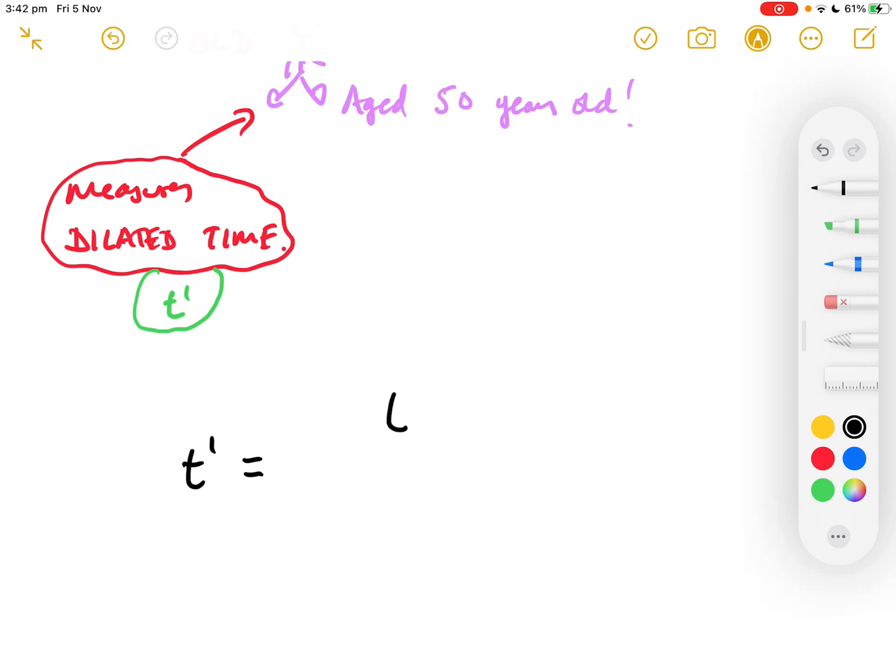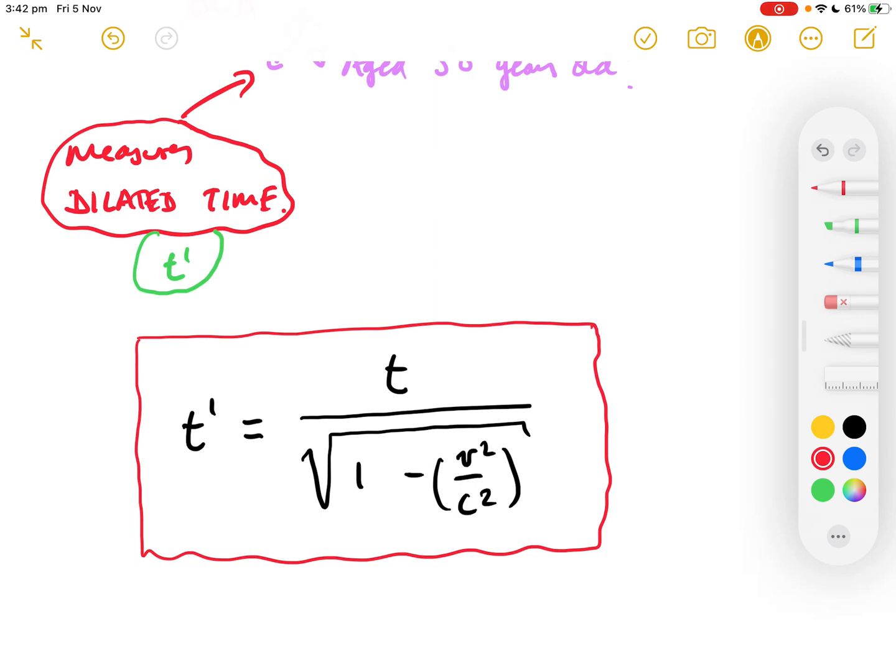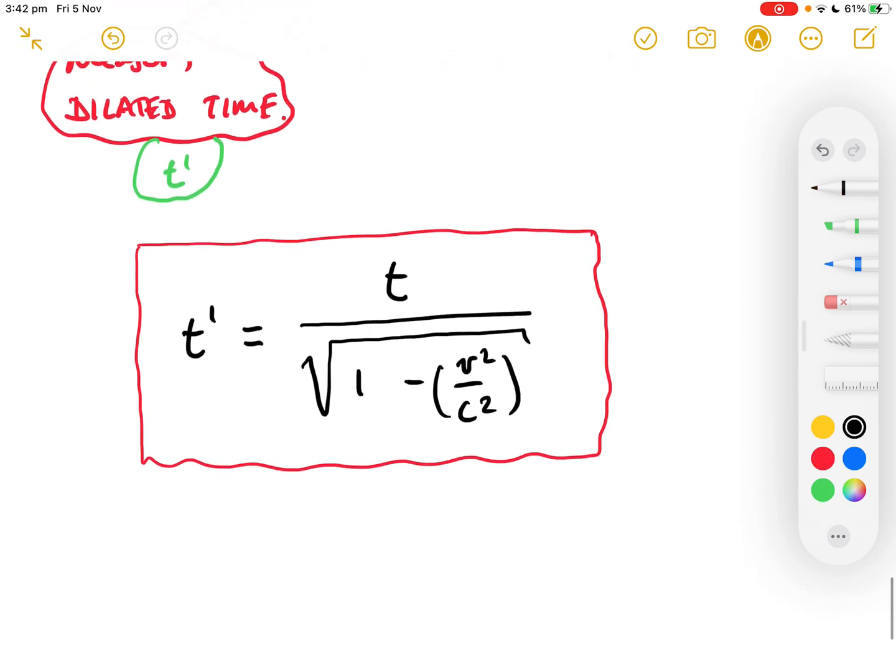Well, the old guy who stays on Earth, he measures t dash, where t dash is t as measured by the guy in the spaceship, divided by the square root of 1 minus v squared over c squared. Now remember from before, the square root term is less than 1. So if you divide a number by a number less than 1, you get a bigger number. So t dash will be larger than t.